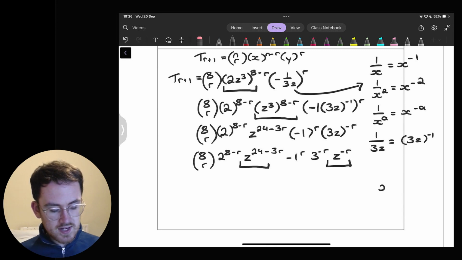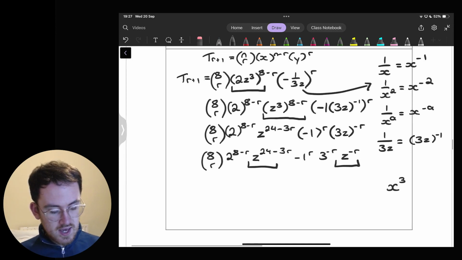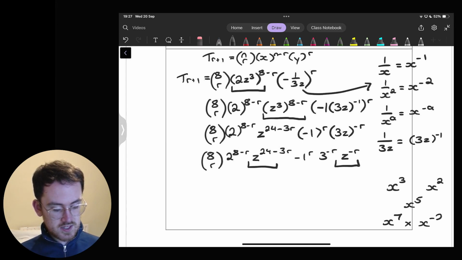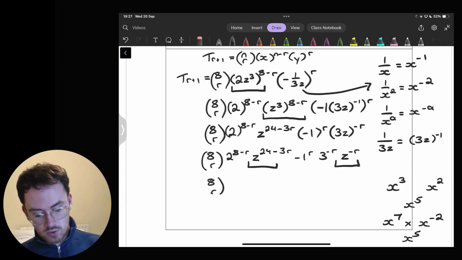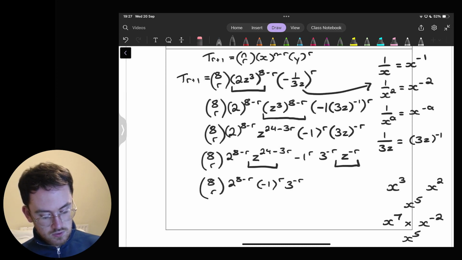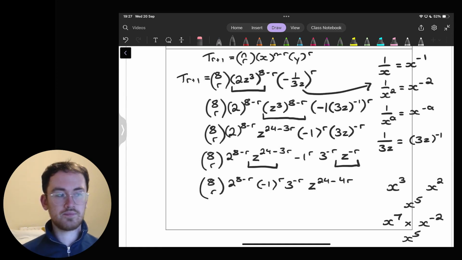As we've said already, if I have x to the power of 3 and it's multiplied by x squared, that's going to give me x to the power of 5. If I had x to the power of 7 and it was multiplied by x to the power of minus 2, that would give me x to the power of 5 as well, by adding the powers. So what I'm going to end up with in total is 2 to the power of 8 minus r, and I'm going to use a bracket for this, minus 1 to the power of r, 3 to the power of minus r, and z in total to the power of 24 minus 4r.